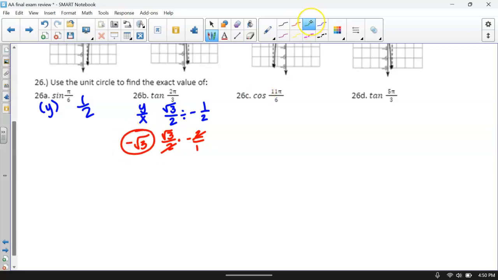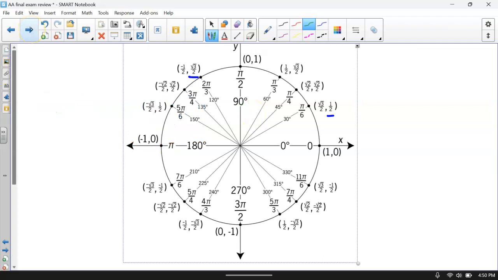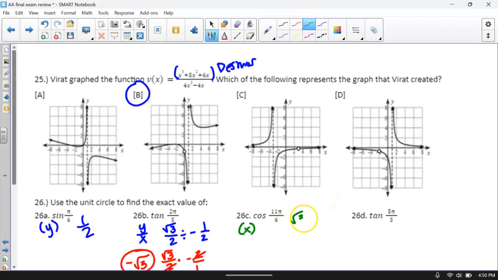Then cosine. Remember, cosine is the x-coordinate. So we just need the x-coordinate at 11 pi over 6. So here's 11 pi over 6. Cosine is radical 3 over 2. So then tangent, again, y over x.